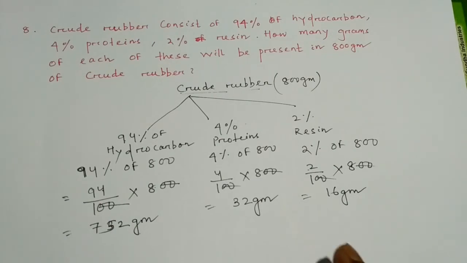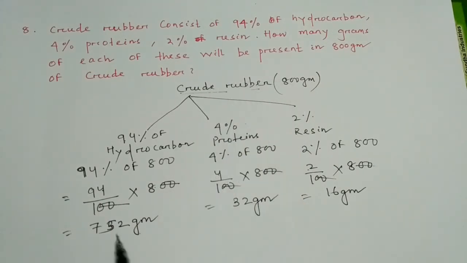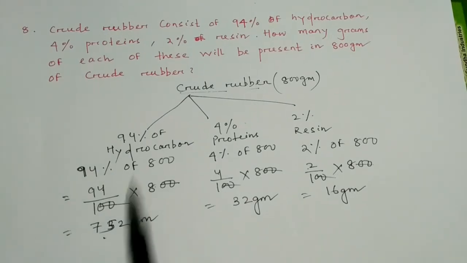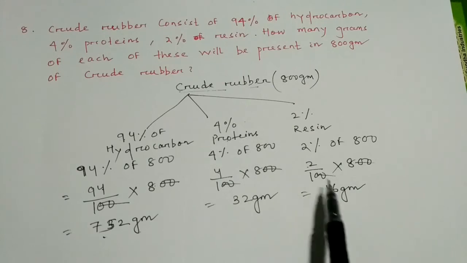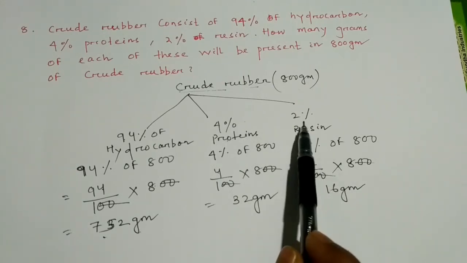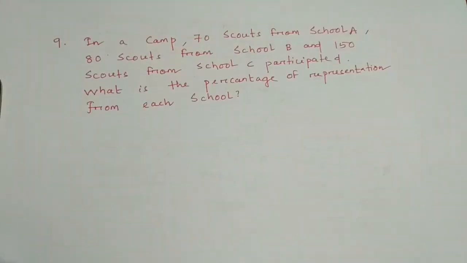Okay. So my answer will be, if 800 gram of crude rubber is present, then we have 752 gram of hydrocarbon, 32 gram of protein, and 16 gram of resin. This is my answer. Okay, quickly go to the next question.